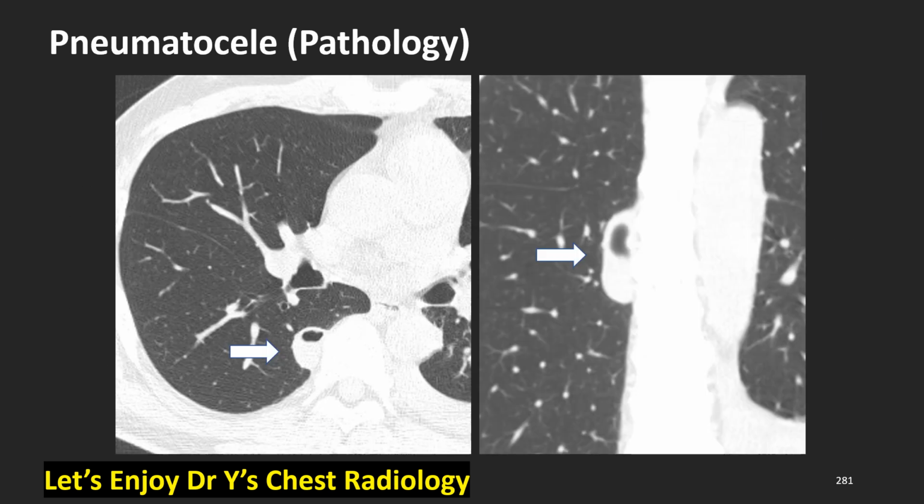Pneumatocele pathology. Arrows indicate pneumatocele with air fluid level in axial and coronal reconstruction CT images.